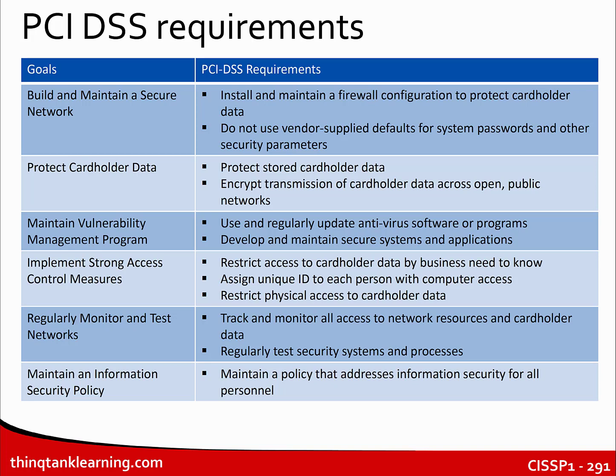There are six specific groups, or what we call control objectives, that apply to the PCI DSS standard. And we can see that listed here. Build and maintain a secure network system. Protect cardholder data. Maintain a vulnerability management program. Implement strong access control measures. Regularly monitor and test your networks. And then maintain an information security policy.